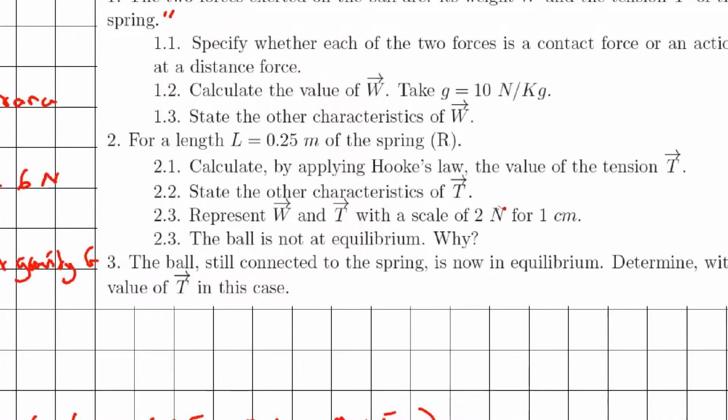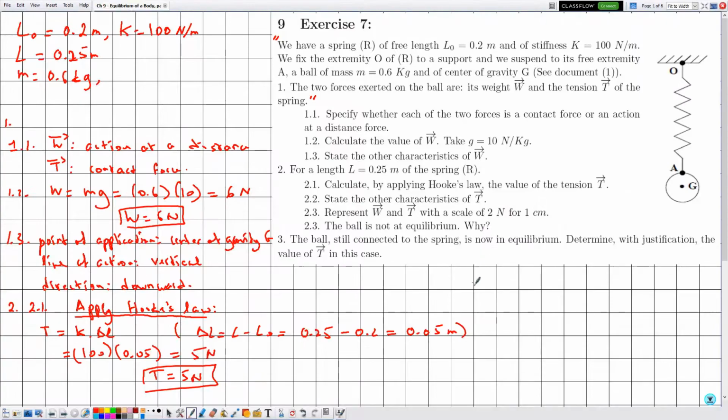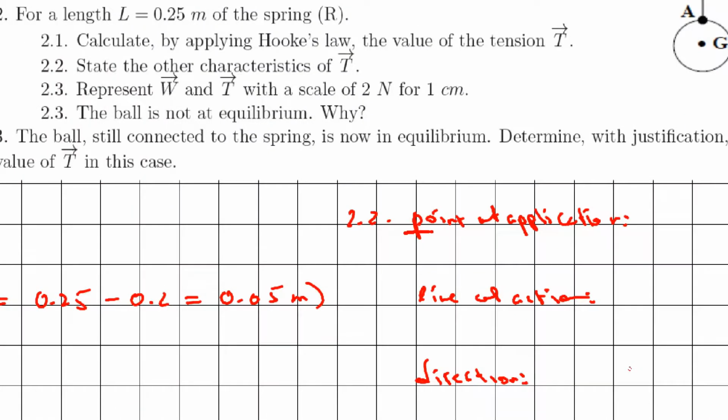Now in 2.2 they are telling us to state the other characteristics of the tension. And other here refers to the point of application, the line of action, and the direction. And we always list them in this order.